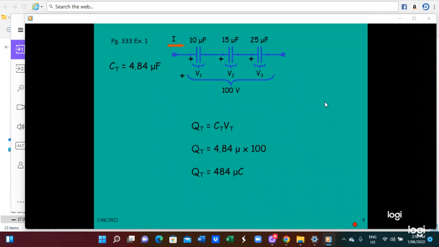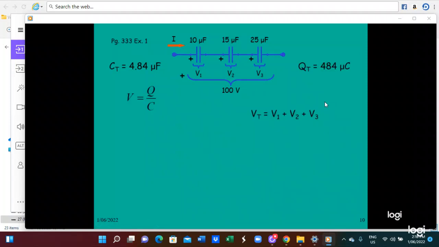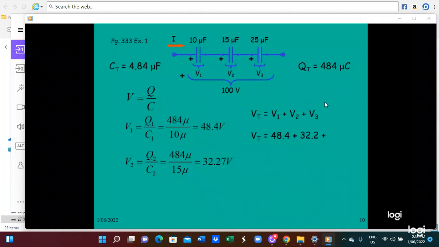Then VT equals V1 plus V2 plus V3, and V equals Q by C. So V1 equals Q1 by C1, 484 by 10, 48.4 volt. V2 equals Q2 by C2, 484 by 15, 32.27 volt. V3 equals Q3 by C3, 484 by 25, 19.36 volt. Then you add everything: 48.4 plus 32.27 plus 19.36, and you get 100 volt.